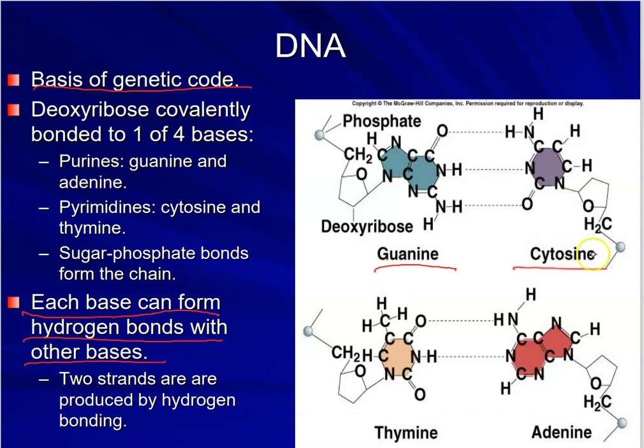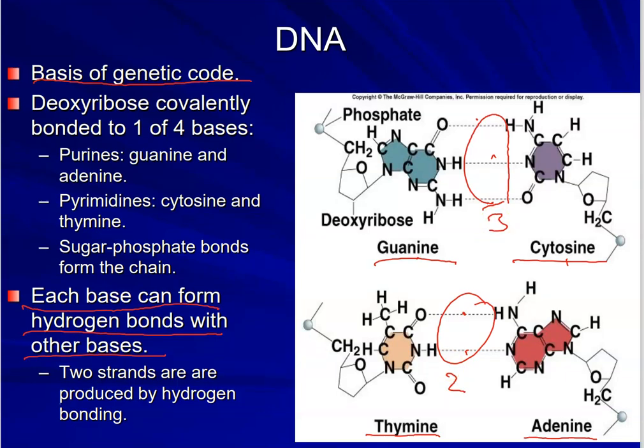Guanine forms hydrogen bonds with cytosine. How many? 1, 2, 3. 3 hydrogen bonds right here. Adenine and thymine can also hydrogen bond with one another, but only 2 hydrogen bonds. That means the bond between guanine and cytosine is a little bit stronger because we have 3 hydrogen bonds. Here we have only 2. Okay.